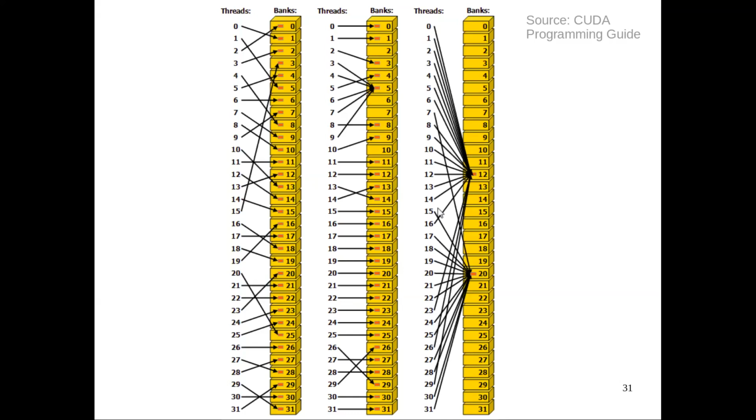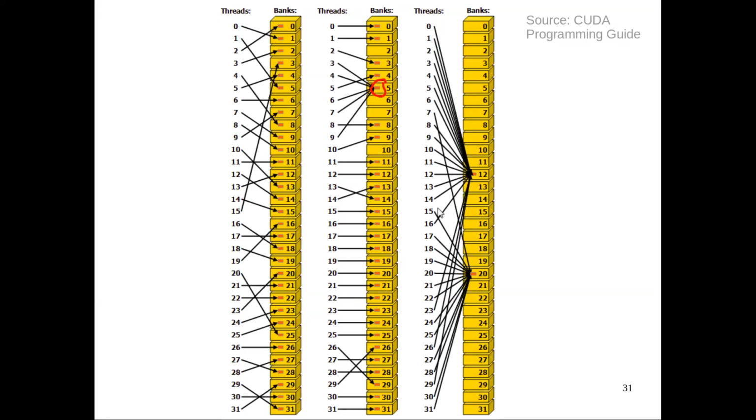Because all the accesses are within the 32 word block. No. Because we are accessing the same bank, right? And therefore there should be a bank conflict. If we are accessing the same bank, there should be a bank conflict. But only if we are accessing two different words within the bank. Exactly. So that exception, which I didn't explain on the previous slide, Varun picked up properly.